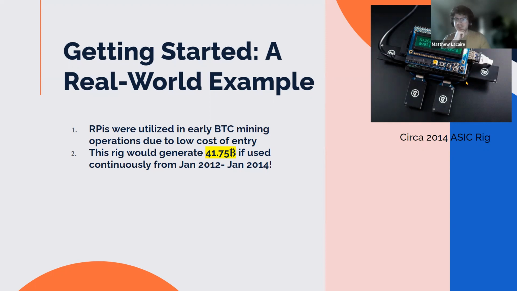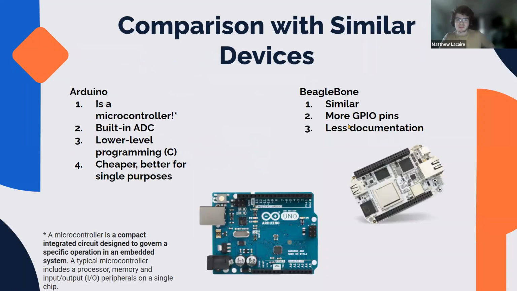If you had a device like this and I did the math on it, you would have made almost 42 Bitcoin, which is around $2.3 million if you sold it today. So I don't know where the guy is who made this, but I hope he's doing pretty good for himself. Anyway, so let's compare with some similar devices as well.